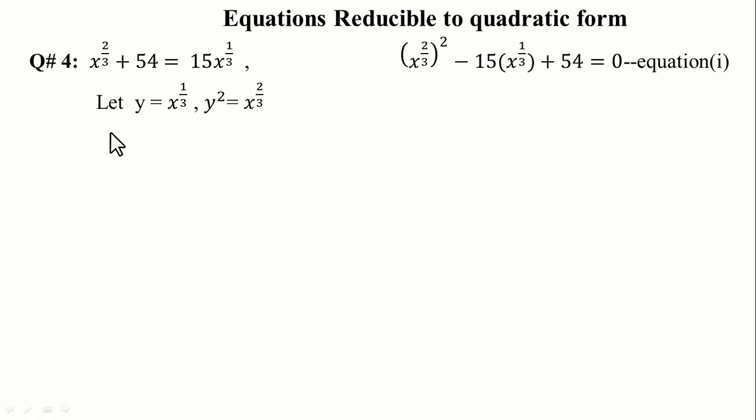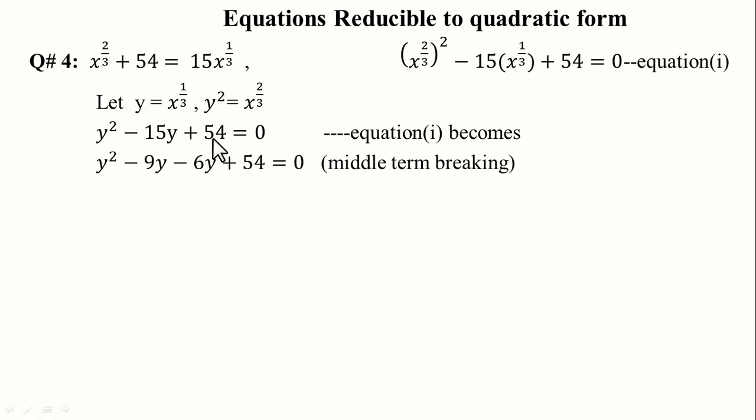Now let y is equal to x to the power 1 upon 3. Taking square on both sides, y square is equal to x to the power 2 upon 3. So x to the power 2 upon 3 is equal to y square and x to the power 1 upon 3 is equal to y. So equation 1 becomes y square minus 15y plus 54 is equal to 0.